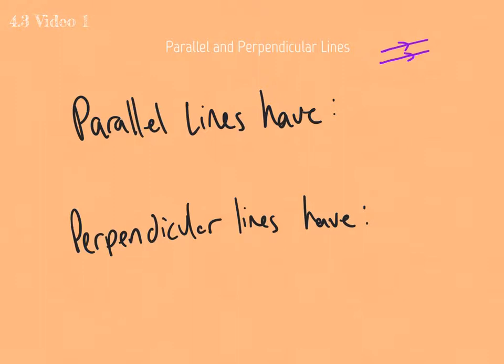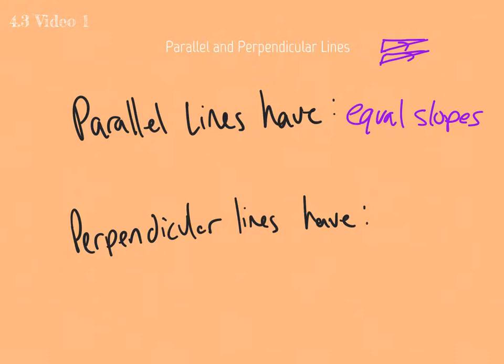And what that means, if you looked at those lines, you would see that they have the same rise over run, which means that parallel lines have equal slopes. And so that's a fact about parallel lines that we need to know. Their slopes are equal.